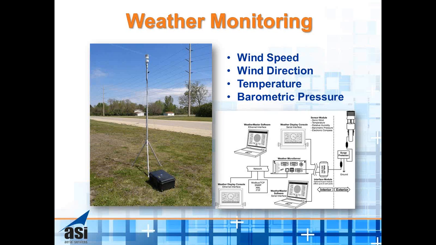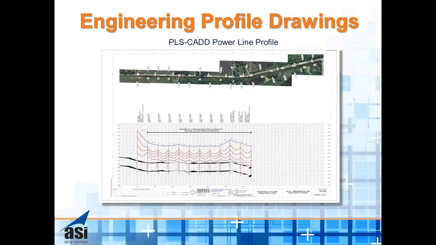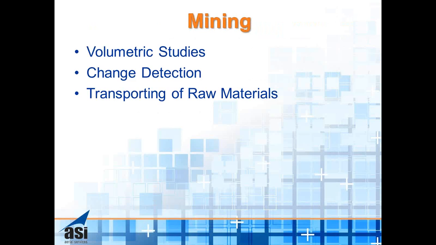This is an example of the power lines. We also do weather monitoring when we do the power lines. So with this weather assessment and the LiDAR on the sag of the catenary, if the power company will tell me how much power they're running through, I can tell them how much more power they can run through safely, or if they're in danger of a brownout, just because of the sag of the line of the catenary. We can provide data that can go into engineering profile drawings for PLS-CAD.